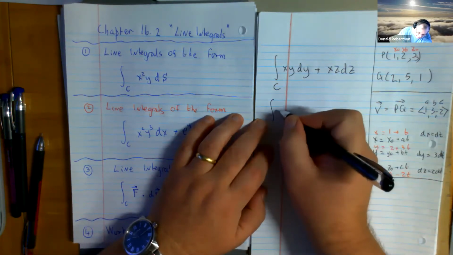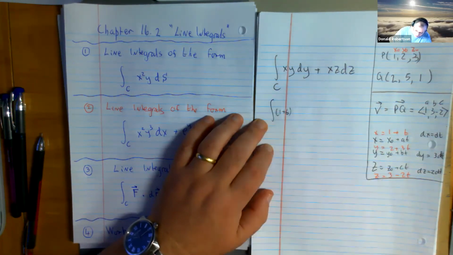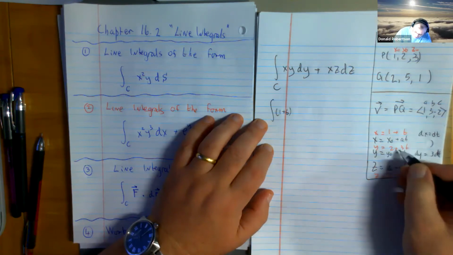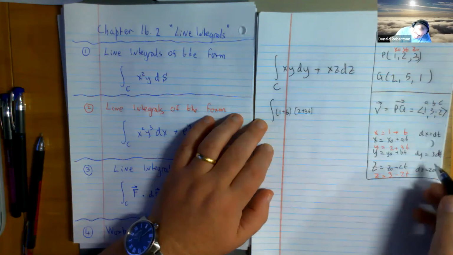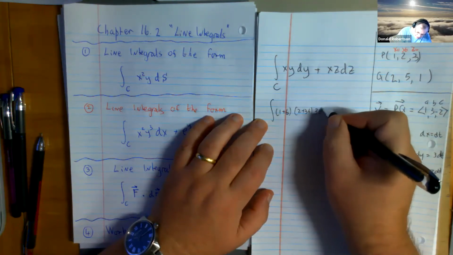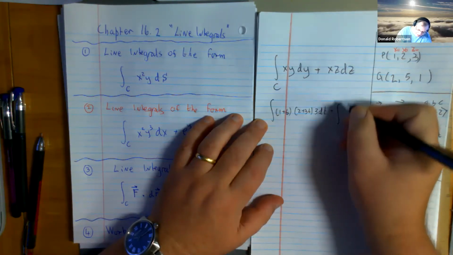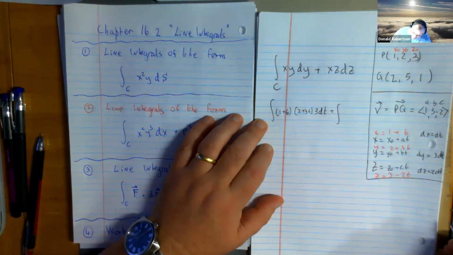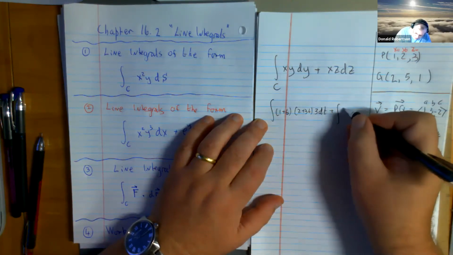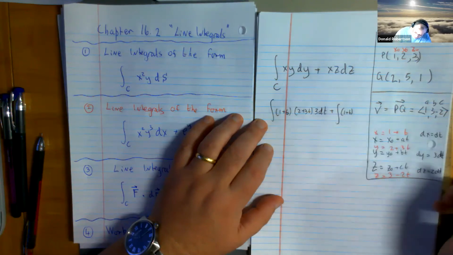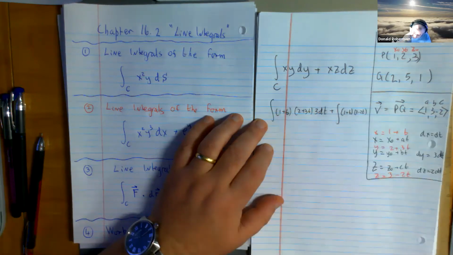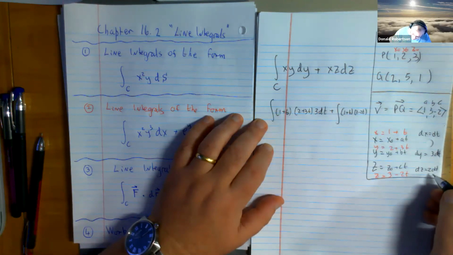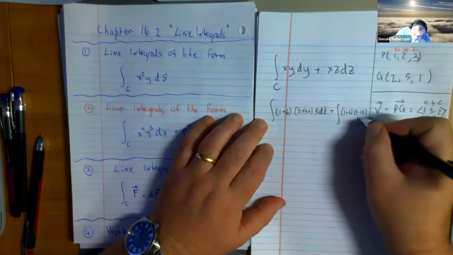x gets replaced by 1 plus t. y gets replaced by 2 plus 3t. And dy gets replaced by 3 dt. And then the second one is xz. So x is 1 plus t. z is 3 minus 2t. And dz ends up being negative 2 dt.